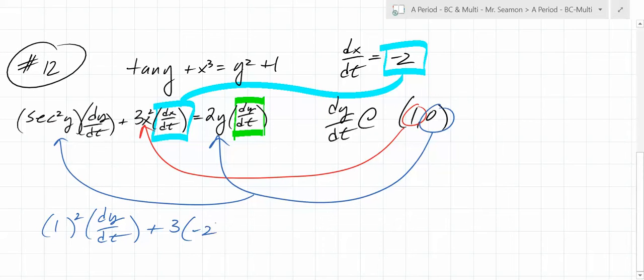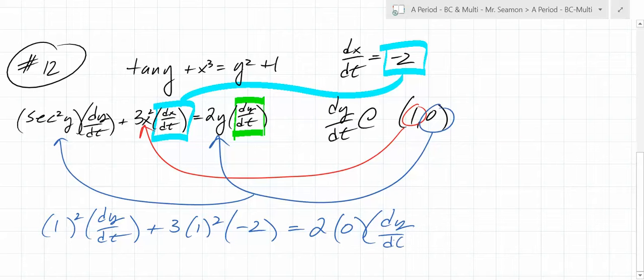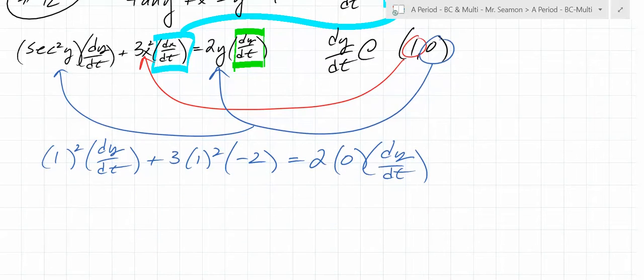Negative 2 what, though? Squared? No, I'm sorry. I got it. What is x? X is 1, sorry. So 1 squared times dx/dt, which is -2, equals 2 times 0 times dy/dt. I just like writing it out even though a lot of it's going to cancel. So this right here goes away, right?